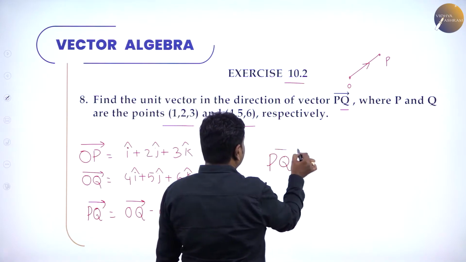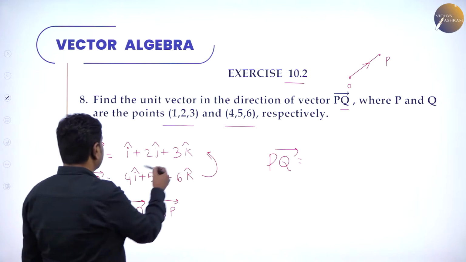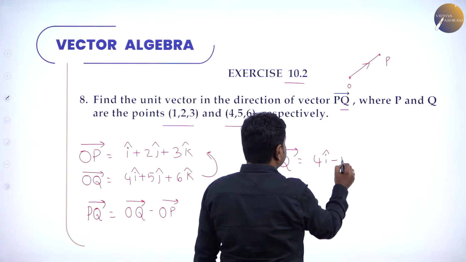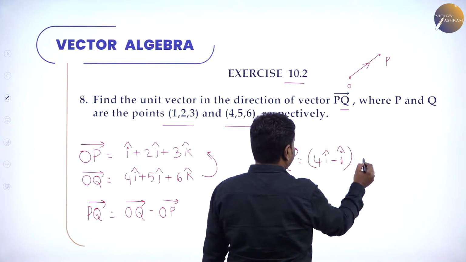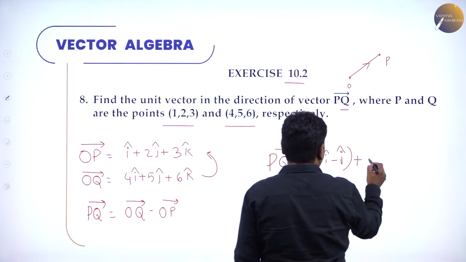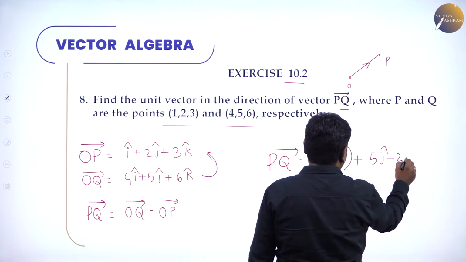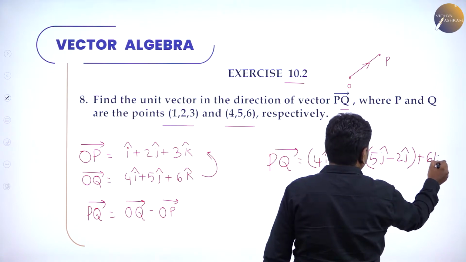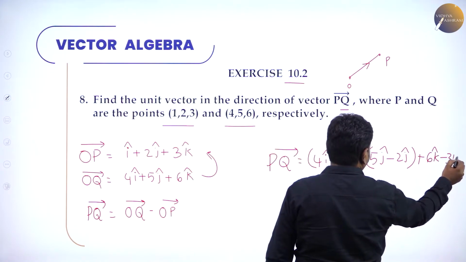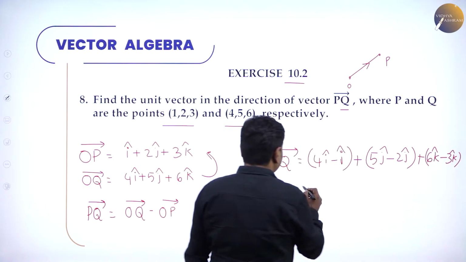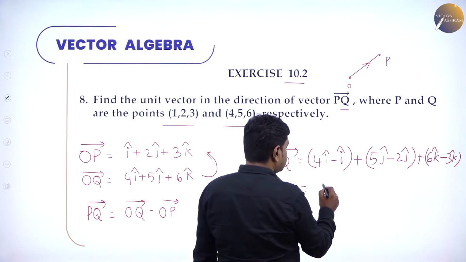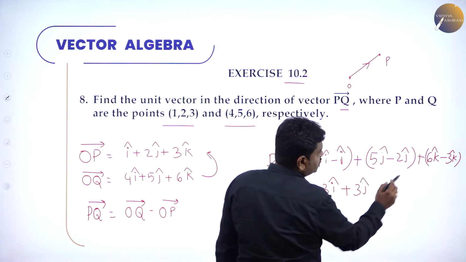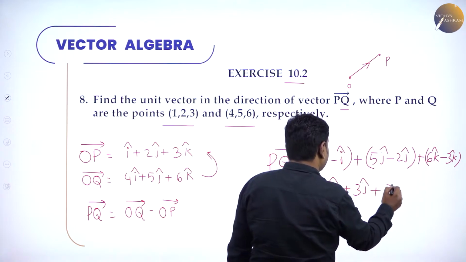So I told PQ is what? OQ minus OP. 4i minus i. 4i cap minus i cap plus j coefficient 5j cap minus 2j cap plus k coefficient 6k cap minus 3k cap. Now simplify, all of you know 4i minus i is 3i cap, 5j minus 2j is 3j cap, 6k minus 3k is 3k cap. So you got vector PQ.